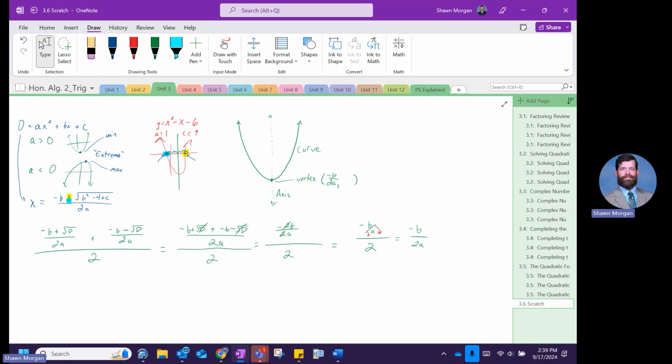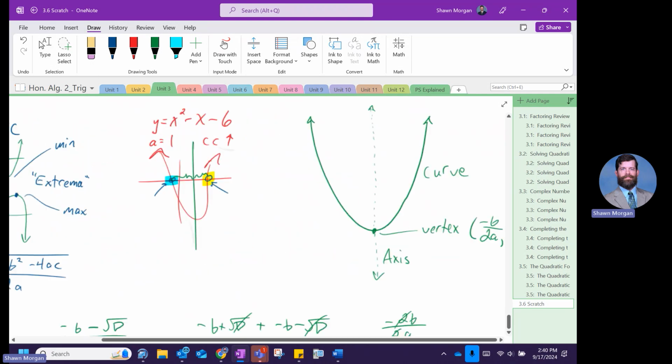Does it matter which way the vertex is facing? Well, it does. That's why we talked about concavity first. You mean as far as whether it's the minimum or the maximum? Yeah. That's determined by the leading coefficient. And so for our little example right here in red, because we knew it was going to be concave up, let's go ahead and find its x coordinate, the opposite of B over 2A.